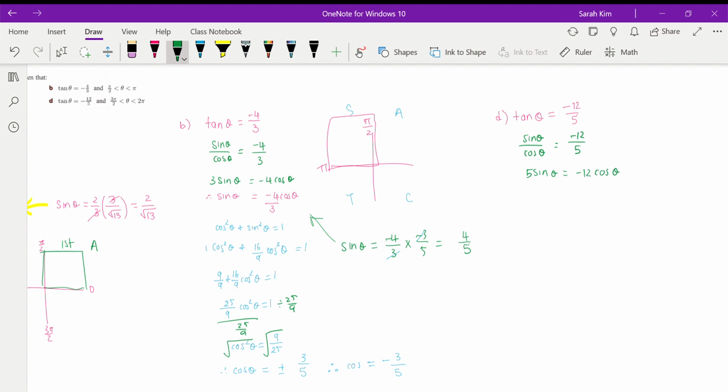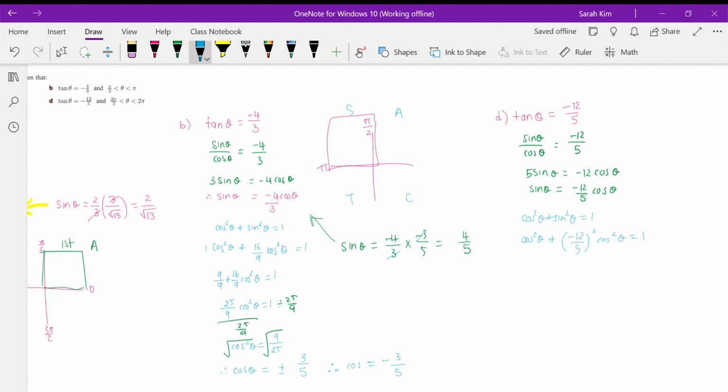Just doing basic algebra here. So sine theta equals -12/5 cos theta. Again, using my trig identity. The order doesn't matter, that's why I kind of mixed it up a bit depending on how I feel. Alright, so cos squared theta plus (-12/5) squared, cos squared theta equals 1.